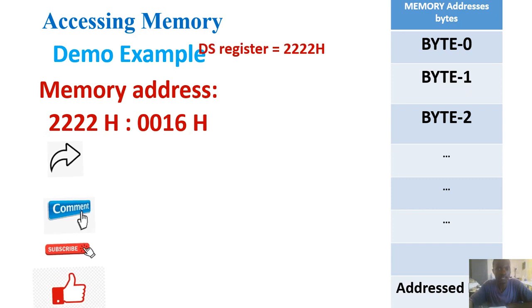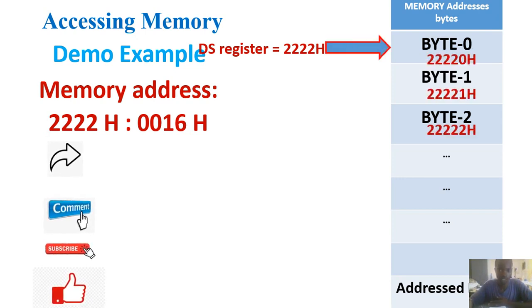Right. So we have our data segment like that with all those bytes. Then the starting address, our data segment register. Then how do we calculate the starting address? We multiply the data segment register by 10. We get that starting address. So this is our starting address. Now we want to move from this starting address. How many steps? 16 steps.